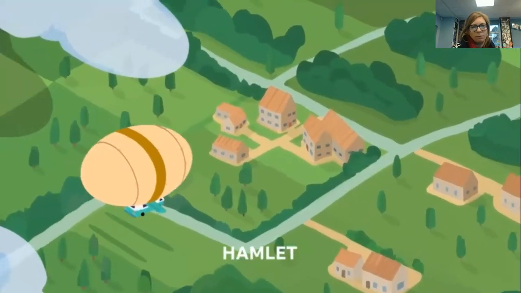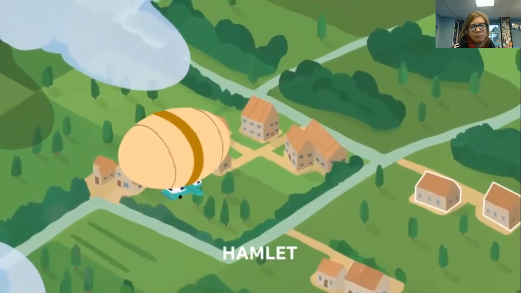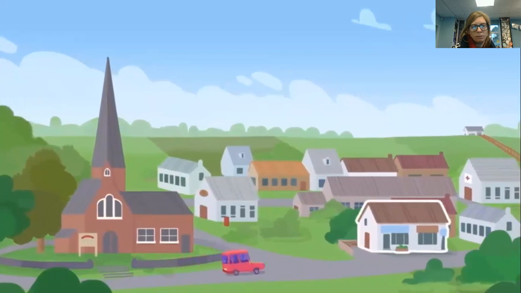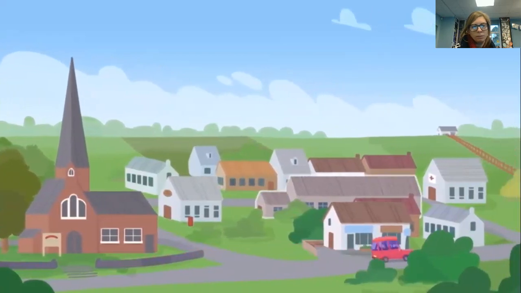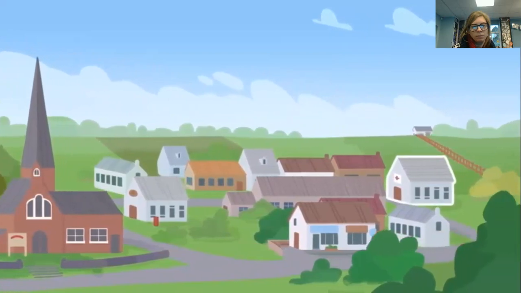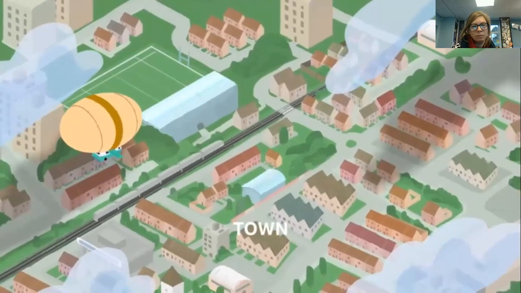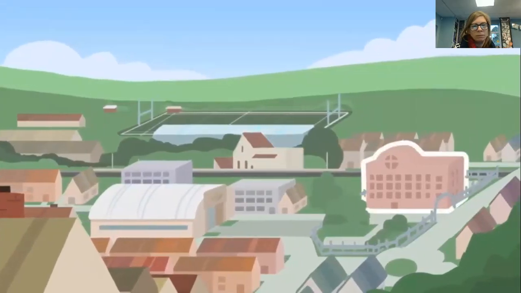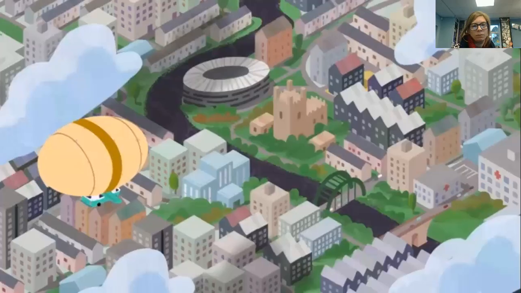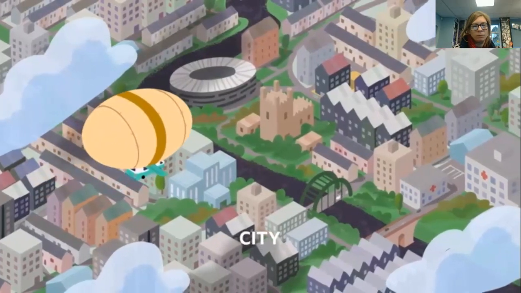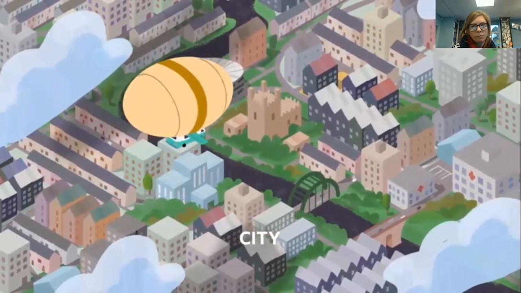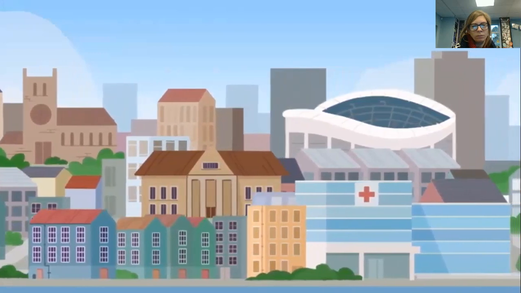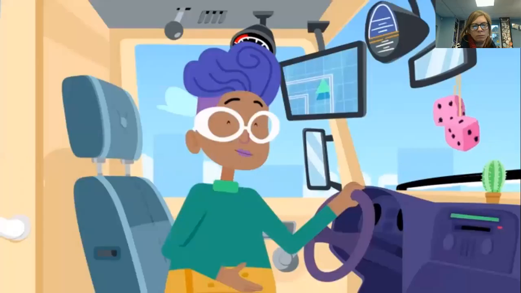This is a hamlet, which is a very small group of homes. And this is a village. There's a few shops, a post office, a village hall, as well as a primary school and a doctor's office. This is a town. There are more buildings, and there's a railway station, a secondary school, and a shopping centre. And this is a city. There are lots of buildings and people. There's a cathedral, a sports stadium, and large buildings such as universities and hospitals.